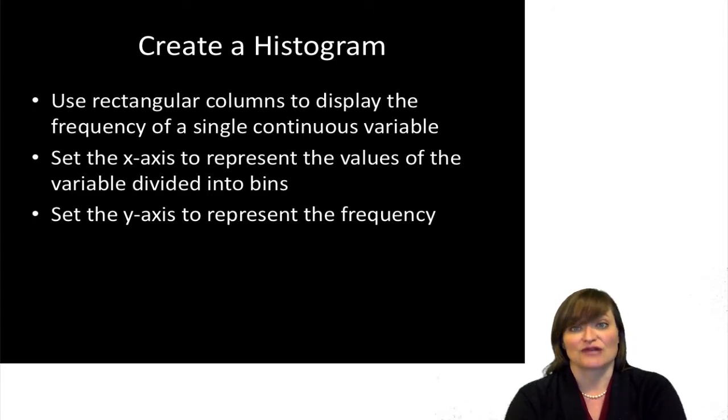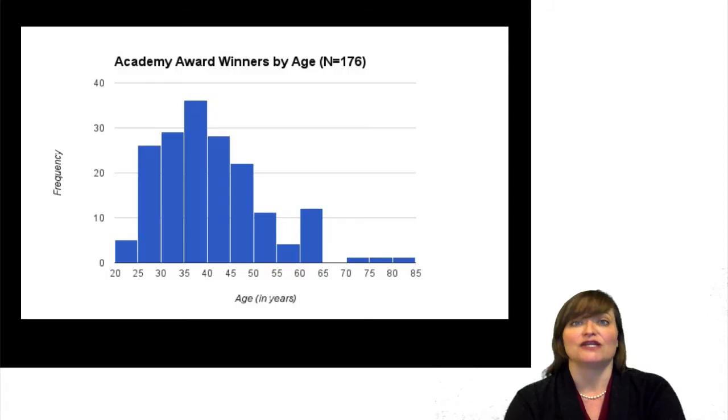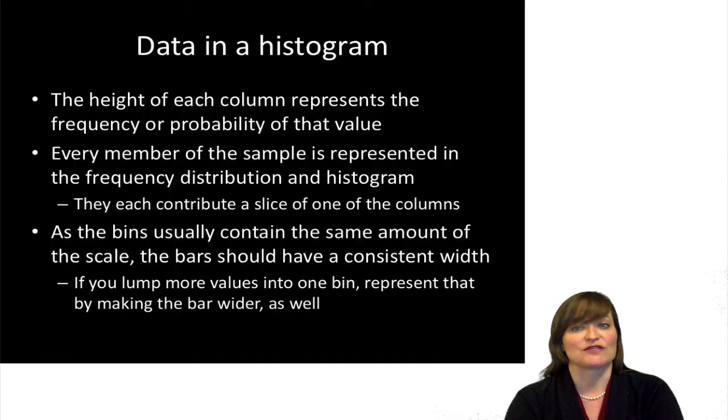You then use that to create your histogram. So you set your x-axis to represent the values of that variable. You've only got the one variable, right? And so you set the x-axis to represent the values divided into the bins. You set the y-axis to represent the frequency. And then for each bin, you would draw in a rectangular column, and the height of that column represents the frequency of that value. It represents how many individuals are in that bin. So every member of the sample is represented. They each contribute one slice of one of those columns.